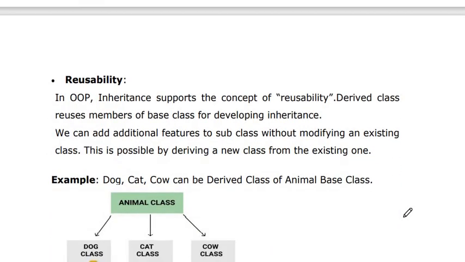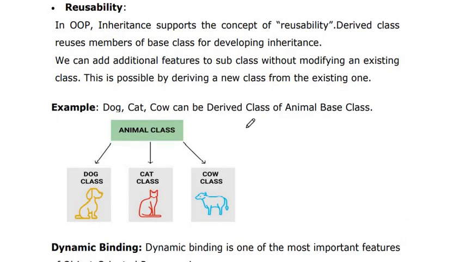Now let us see what is the advantage of the inheritance. Advantage of the inheritance is reusability. In the object-oriented programming, inheritance supports the concept of reusability. Means the derived class reuses the members of the base class for developing inheritance.